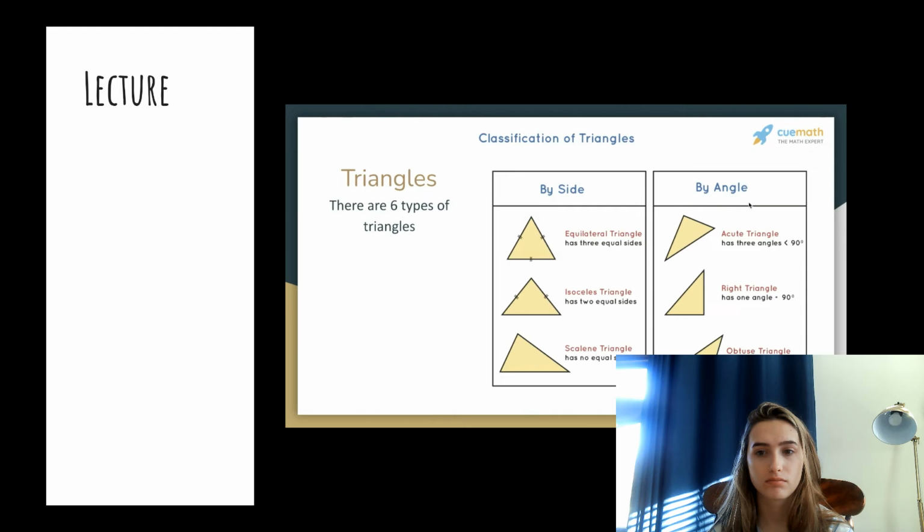You can also classify by angle. An acute triangle has 3 angles that are less than 90 degrees. So in the video, it said that they are 60 degrees. A right triangle has one angle equal to 90 degrees. That would be in this corner right here. And an obtuse triangle has one angle that is greater than 90 degrees. So that would be in this corner down here.